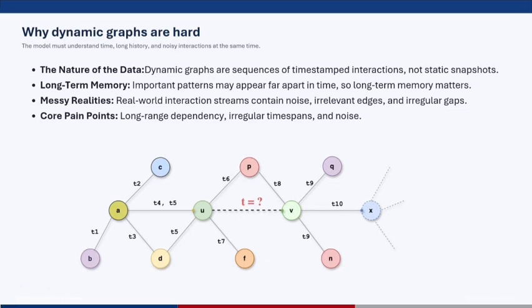Secondly, important patterns may appear far apart in time, so long-term memory matters. And lastly, real-world interaction streams contain noise, irrelevant edges, and irregular gaps. So the main pain points for dynamic graphs or temporal graphs are long-range dependency, irregular time spans, and input data noise. Next, we will discuss the existing solutions for dynamic graph learning and what the limitations of the existing approaches are.